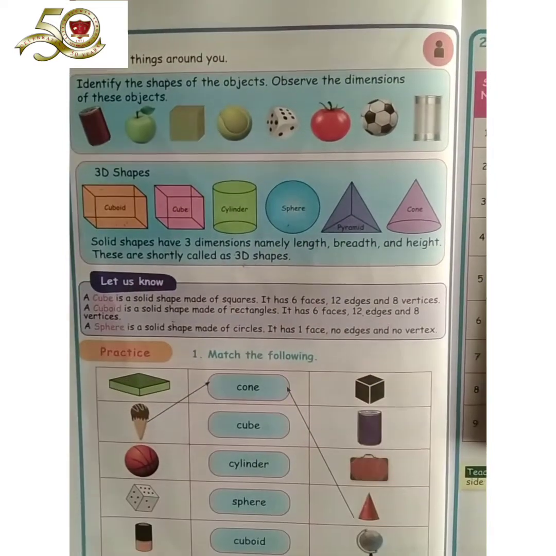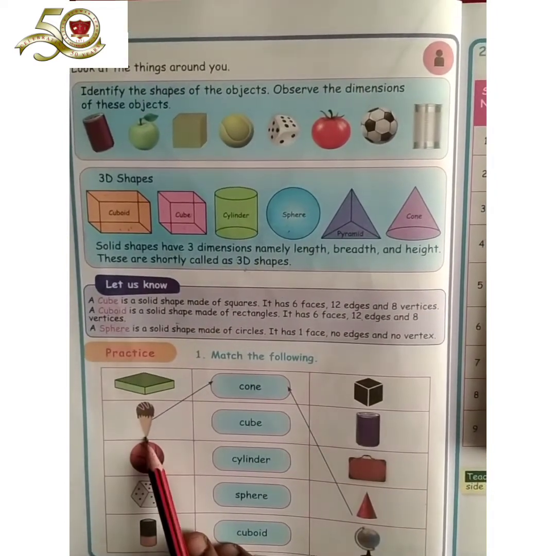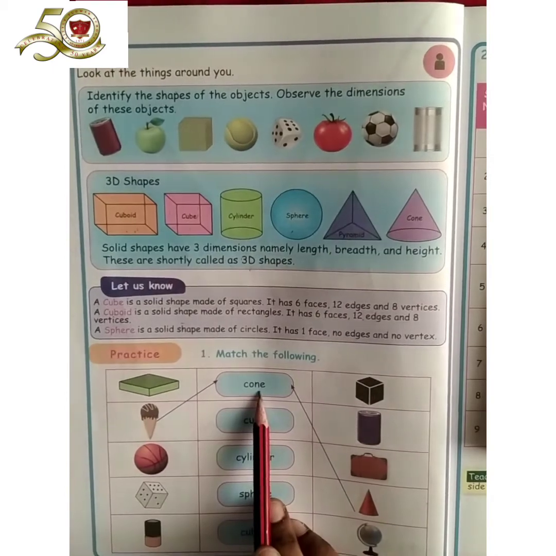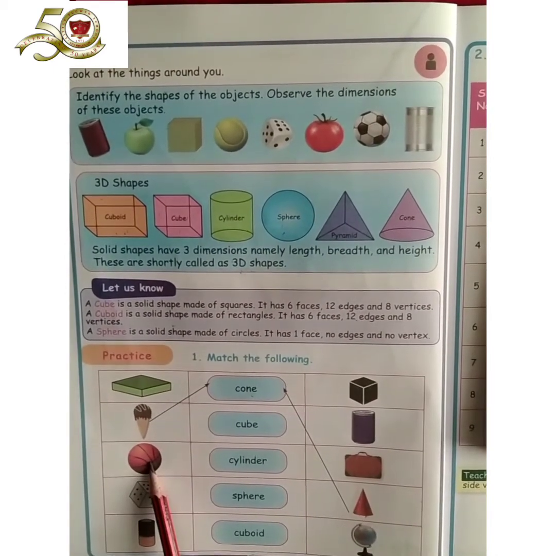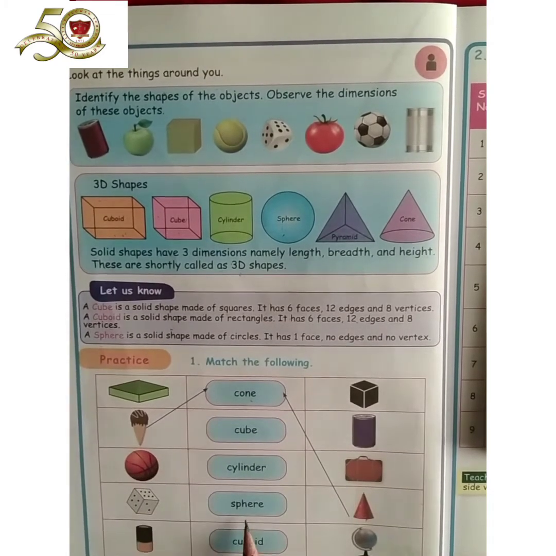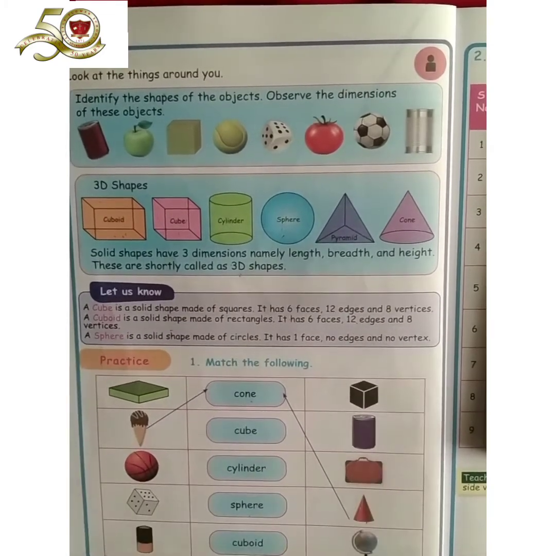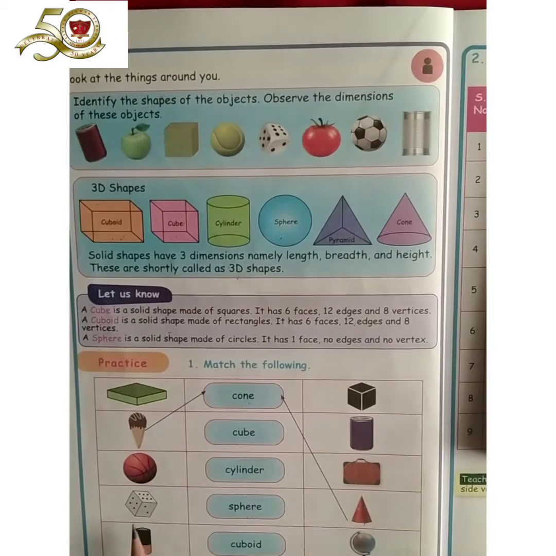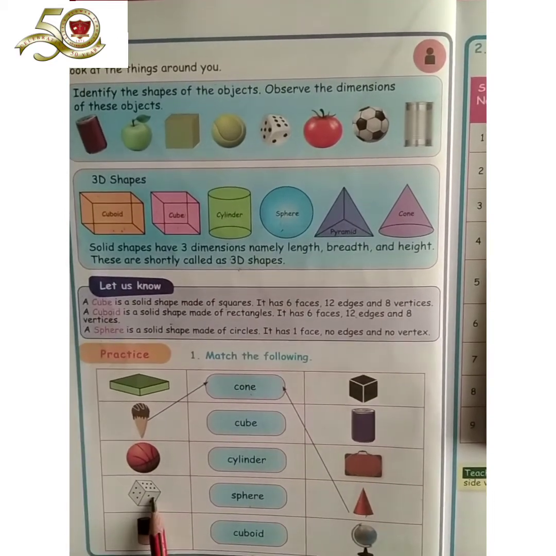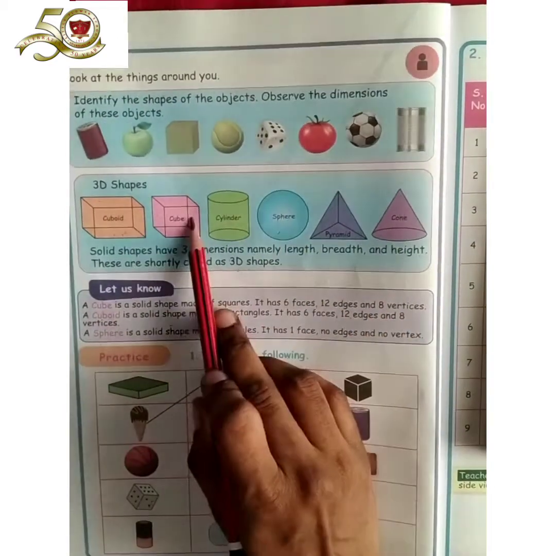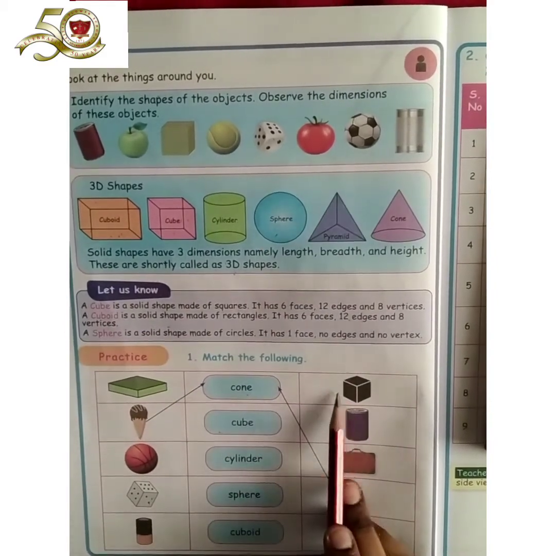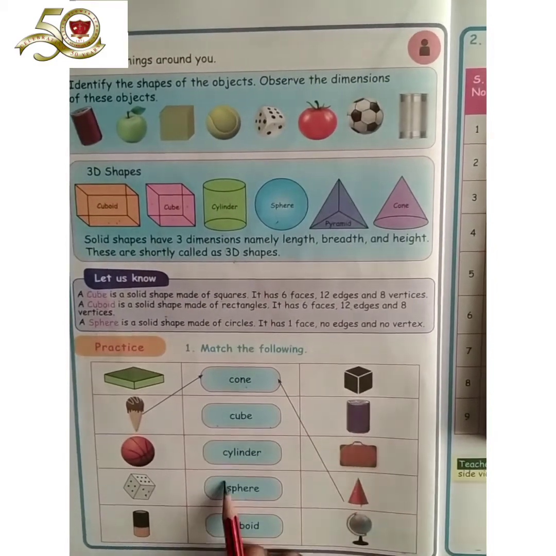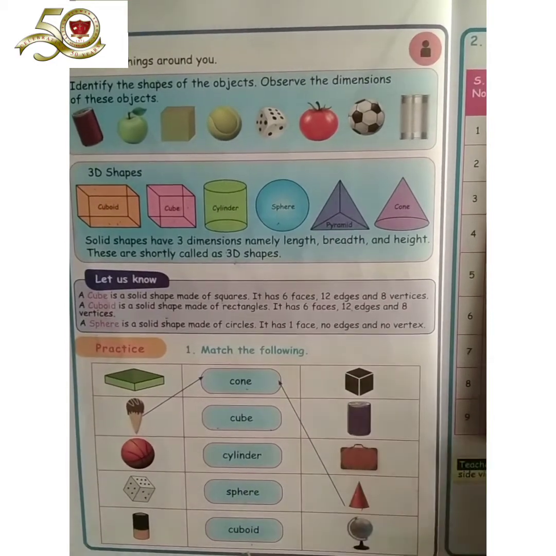So match the following. Students, this is an ice cream. It is the shape of a cone. So match with cone. And what is this? It is a ball. What is the shape? Sphere shape. And one more example, globe. And what is this? Dice is an example for cube. So draw a line here and you can connect with this. So complete the other one.